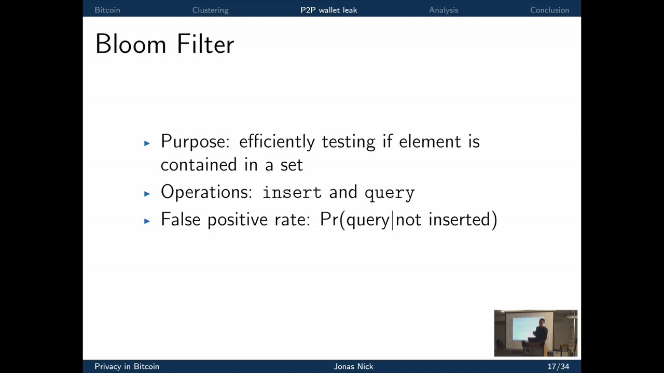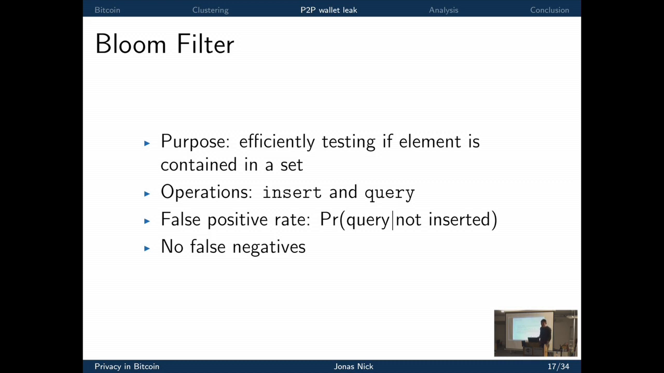And basically a bloom filter is characterized by a false positive rate. This is the probability that the query returns true even though I have not inserted that element. So a bloom filter is a probabilistic data structure, and you can use it for efficiently testing, but there's a trade-off with the amount of errors that you get, and this is called the false positive rate. And there are no false negatives.